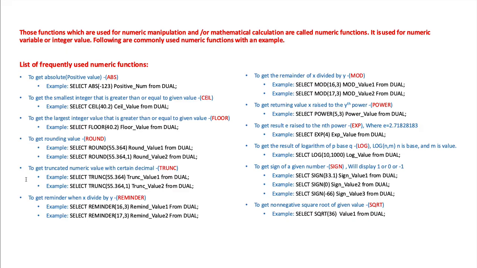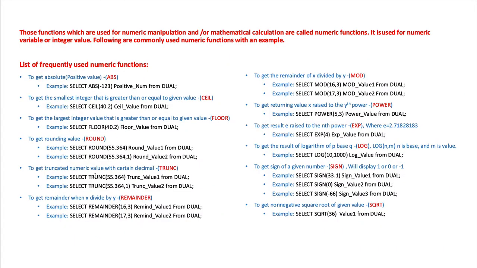The next numeric function is truncate. To get a truncated numeric value with a certain number of decimals, we use the truncate function. Example is given here: trunc 55.364 trunc value 1 from dual. In this example, we will get only 55. But in the second example, select trunc 55.364 with 1 decimal point trunc value 2 from dual, we will get 55.3, because we are truncating up to 1 decimal point.